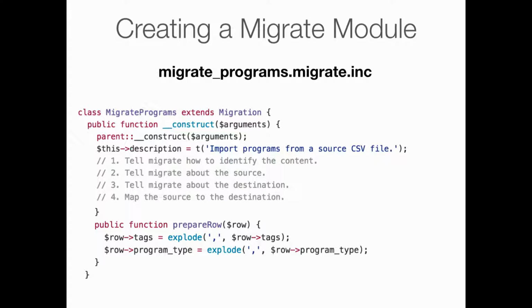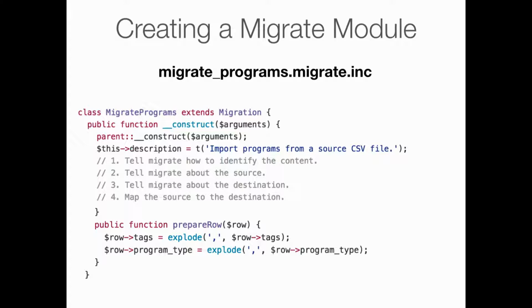And when I actually create the code for the migration, this is kind of at the core of what my little module does. I want to use that class name MigratePrograms again. And this says that MigratePrograms extends Migration. This is because there's a whole bunch of stuff that the Migrate module does that lets you import the content and then roll back to undo your import. So by extending Migration here, you're taking advantage of all that functionality.